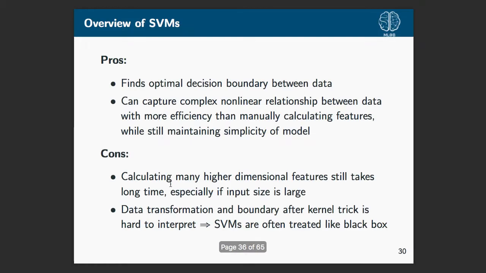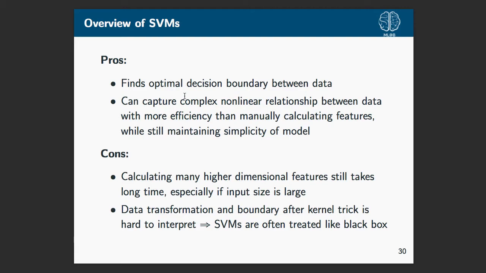Okay, SVMs in practice. So overall, now that you understand the intuition behind SVMs, the good parts about them is that they find the optimal decision boundary between data rather than just finding some decision boundary between the data. And they also can capture complex nonlinear relationships using kernels, and that's more efficient than manually computing the features.